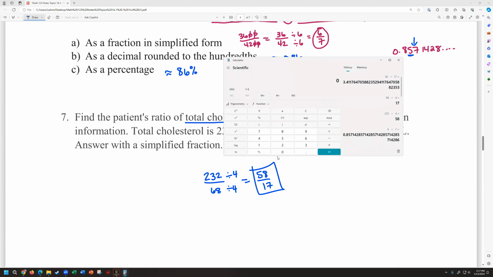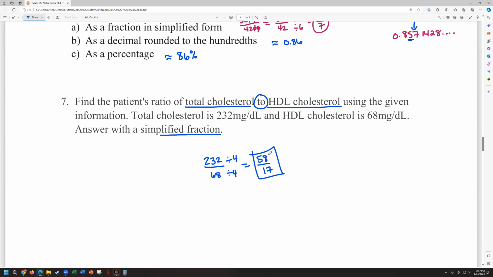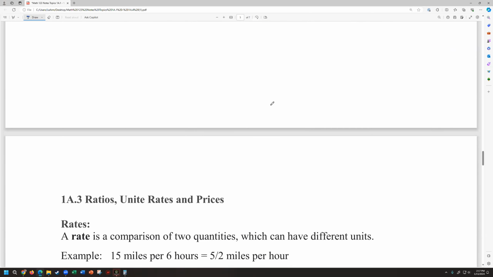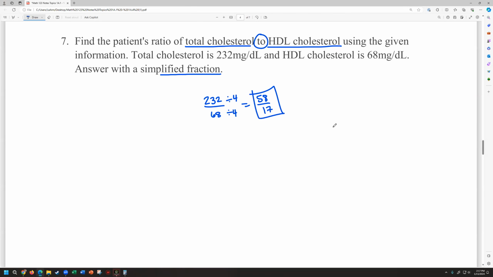Now, if you really did want to look at how healthy that person is, you probably would want to turn it into a decimal or something like that, okay? But that's just how they wanted our answer. All right, and that ends the notes that we would have done during a Monday class if we'd had one for this first 8 weeks.